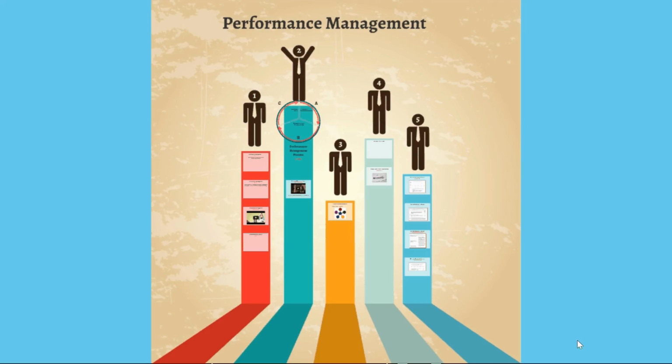For the fourth objective, we're going to talk about the type of perceptual errors that could be committed in the performance management process. The fifth and final objective, we're going to describe what measures we use to evaluate performance. So let's get right into it.